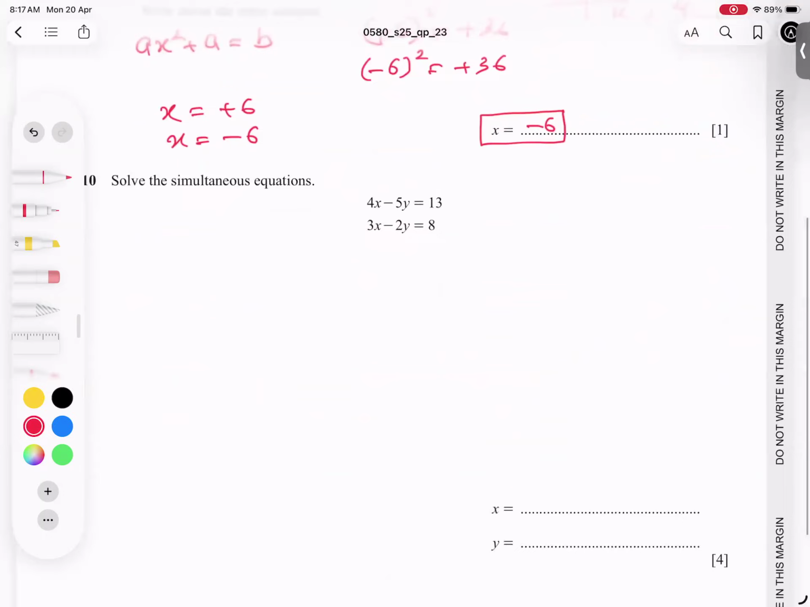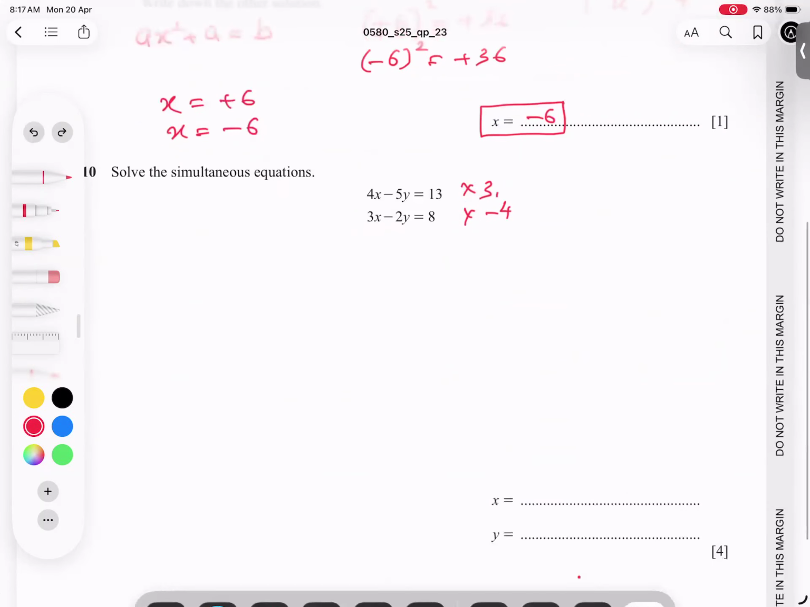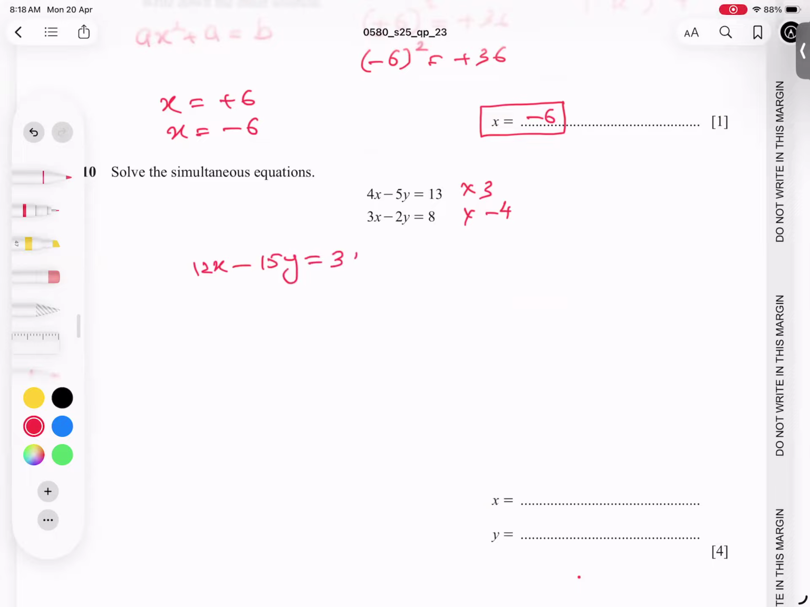Solve simultaneously, question number 10. We have to make these numbers equal. Okay, so I think I can go for this one. This 4, so multiply by 3, and this 3 multiply with the 4, no, -4. The reason is both are positive and I cannot cancel if they have the same sign. I must have opposite signs. So 3 multiply all, be careful. 3 into 4, 3 into 5, and 3 into 13: 12x, 3 fives are 15y and 39.